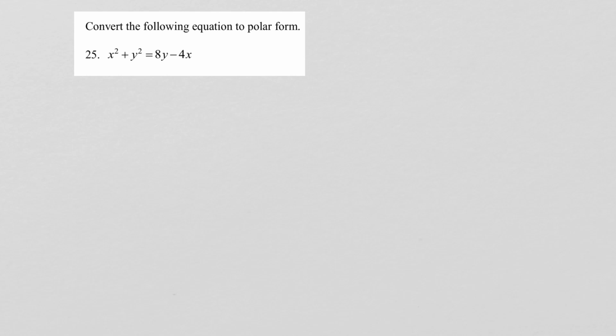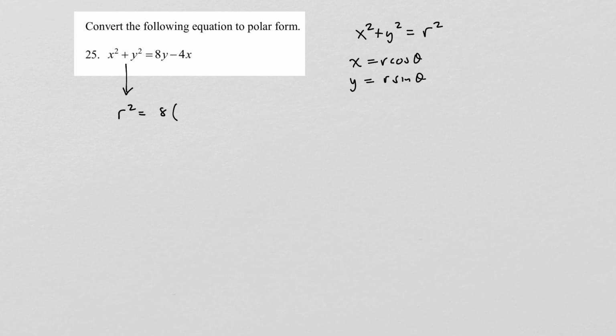And in our final problem, we wish to convert the following equation to polar form. So we need to remind ourselves that x squared plus y squared is equal to r squared. And we need to know that x is equal to r cosine theta and y is equal to r sine of theta. So we can make a direct substitution here. X squared plus y squared is r squared. Then we have 8 times y. Y is r sine of theta minus 4 times x. X is r cosine of theta. And so we end up with this equation.